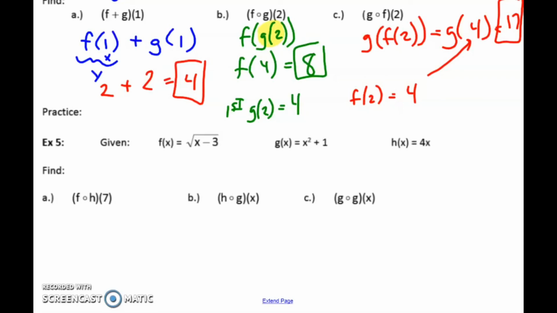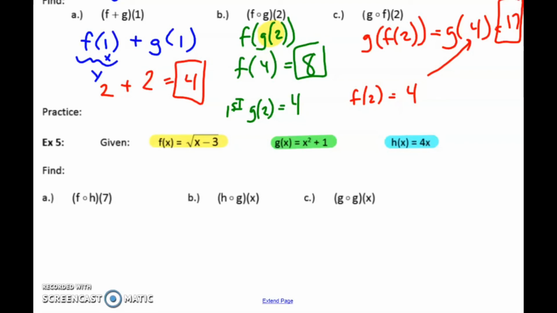All right, we've got 3 functions. Again, we've got our f of x here, which takes our input, subtracts 3, then takes the square root. G of x is input squared plus 1, and h of x is 4 times the input.